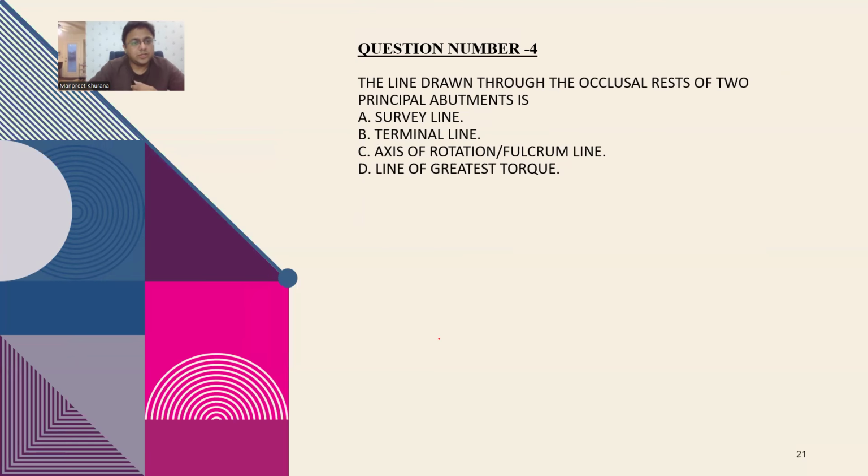Now we go to question number 4. So question number 4 is about the occlusal rest, which is a line drawn through the occlusal rests of two principal abutments. So whenever we talk about a removable partial denture, we have the abutments, which are the principal abutments on which the removable partial denture is retained, right? So it takes support and retention from there.